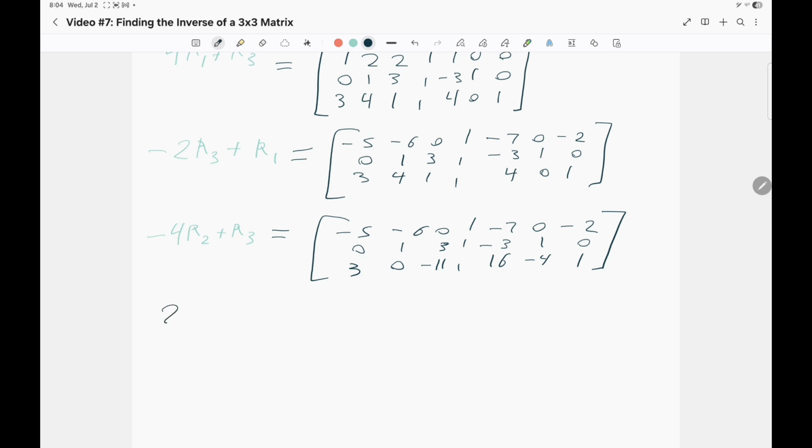Let me go back to green. 2 times R3 plus R1. Back to black. So R1 is going to be 2 times 3 plus negative 5. 1. 2 times, there's going to be negative 6. That's going to be negative 22. Not the greatest, but whatever. Just a funny voice there.